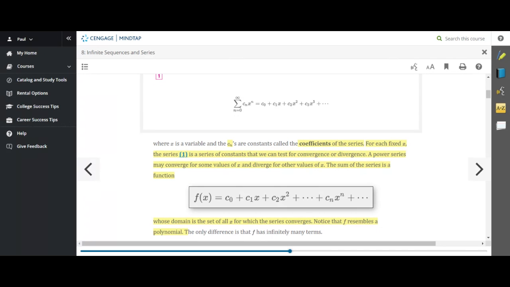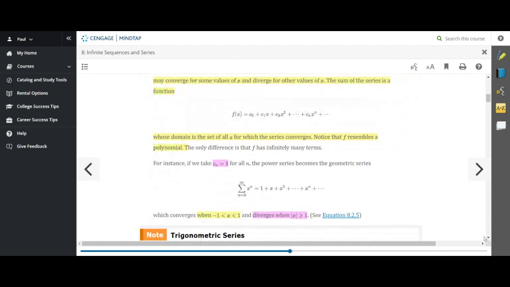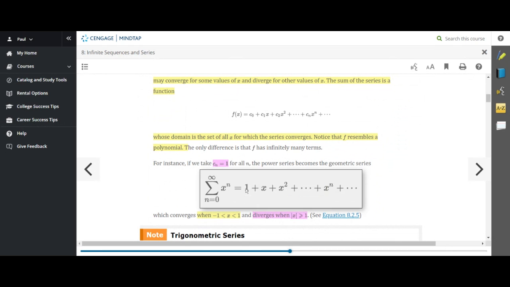So they talk, for instance, like, let's say you were to let c sub n equal 1. Let's say you were to let all the coefficients of the power series equal 1. Well, if you did that, you would get this power series here, right? That's where all the coefficients are equal to 1. And that power series should be recognizable as a geometric series with a common ratio of x.